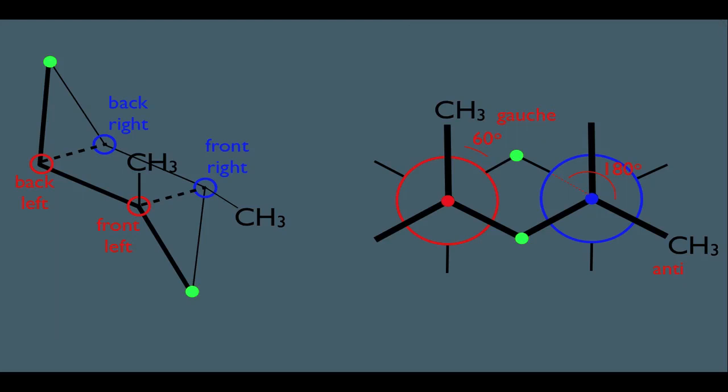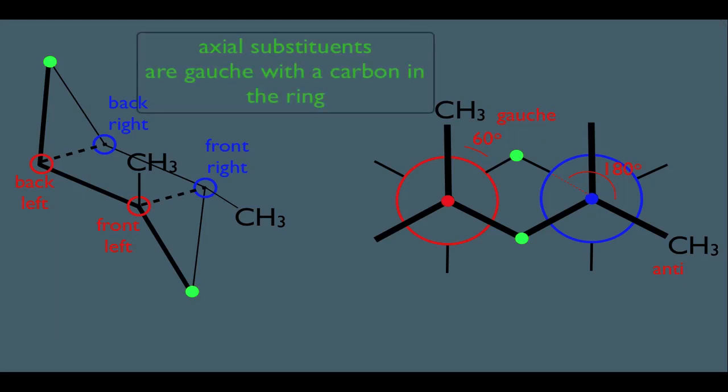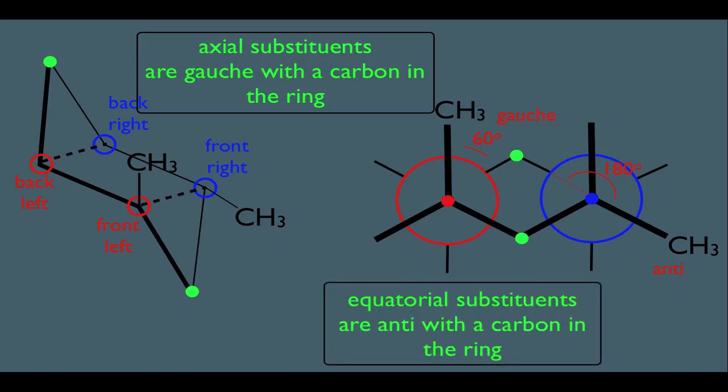So this is proof of our two important key points. One, again, remember, axial substituents are gauche with a carbon in the ring, and also equatorial substituents are anti with a carbon in the ring. We'll never have to go back to these structures. We can just simply remember these points.